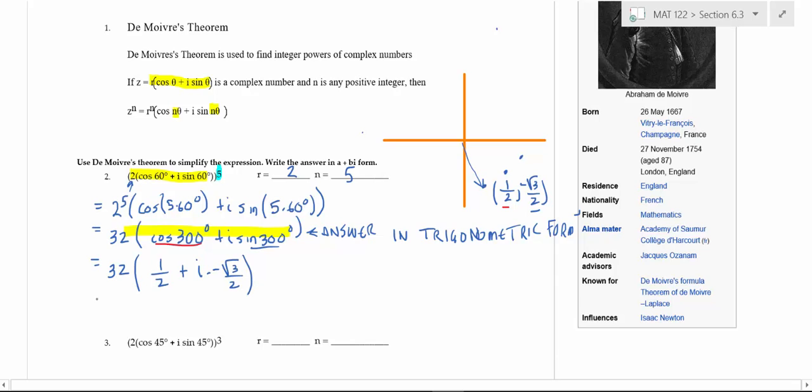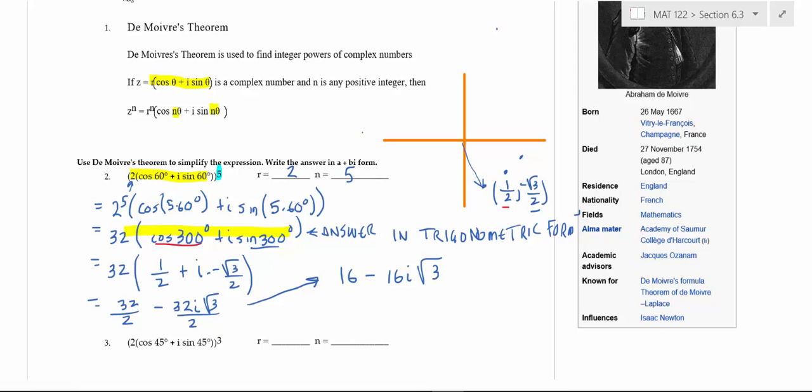Then we can multiply this out. Using the distributive property, we have 32 over 2 minus 32i root 3 over 2. Then I'll reduce the fraction, so I have 16 minus 16i times the square root of 3. Okay, and that would be the answer to the problem. So it's very simple to do de Moivre's theorem. It's a very elegant result, as we find with this new system of writing numbers. That's a pretty simple beginning example.